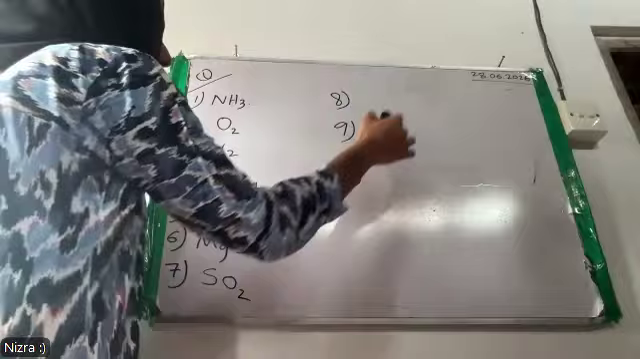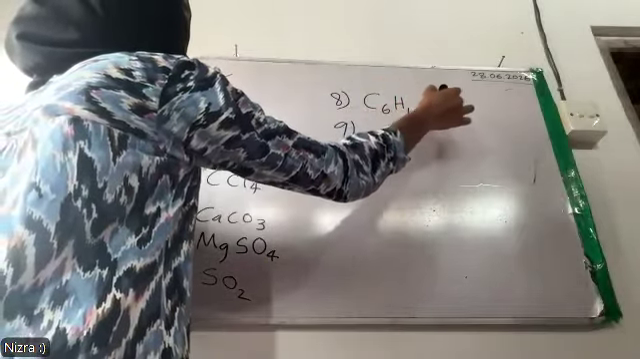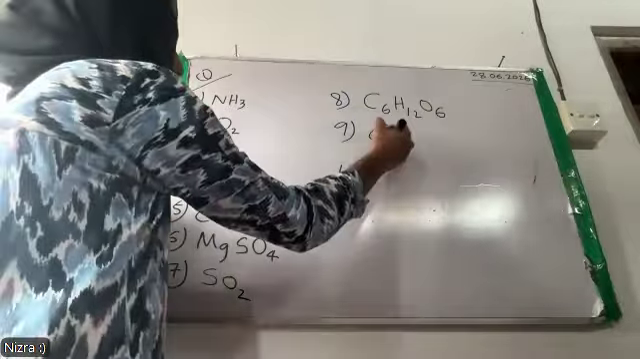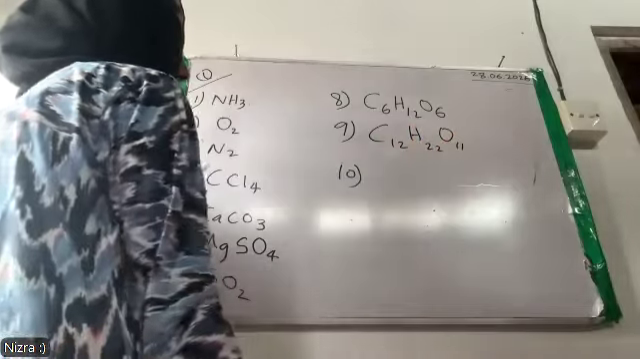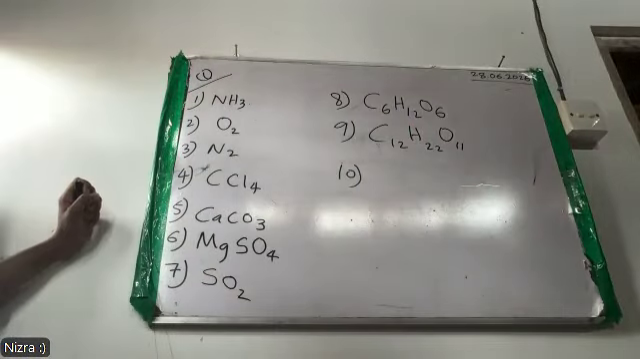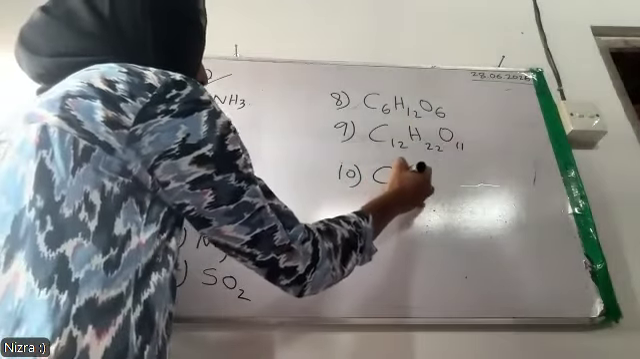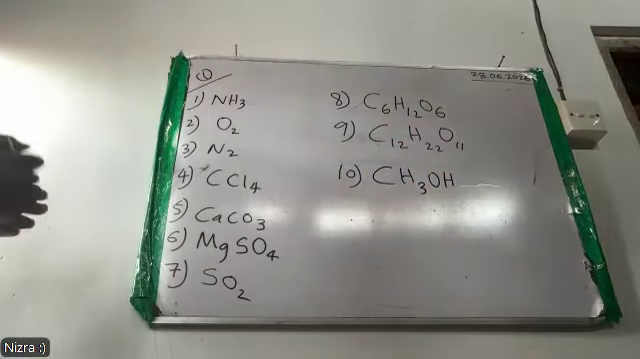You will get big compounds also. Now this is glucose, C6H12O6. This is sucrose. This is alcohol. Yeah, fine for this.